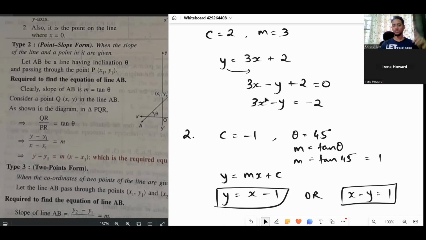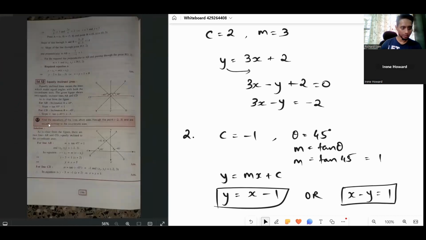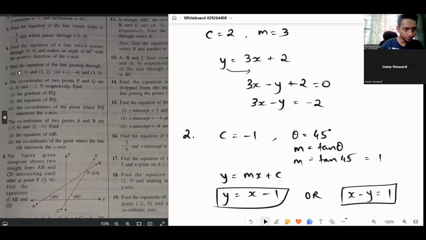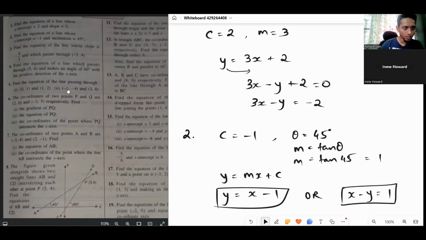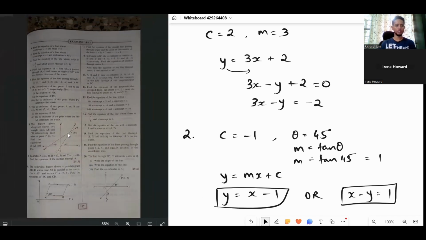You understand? So the first form was the y-intercept form. The second form is called the point slope form. There's one more which we'll see after that, the two-point form. Right now, do write down this equation, y minus y1 is equal to m into x minus x1. I'll give you a question on that. Questions 3, 4, 6, you do.